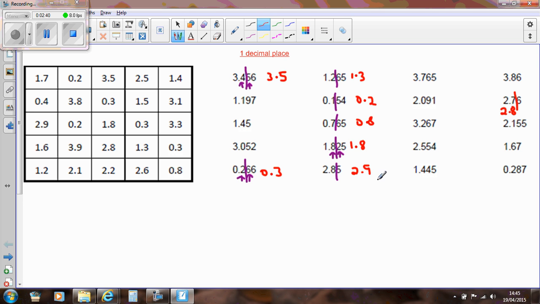And I think all the other ones are pretty similar. Let's have a look at this one. The line on here, but this one is a 4. It's below 5, so it stays at 1.4. So that's round to 1 decimal place.